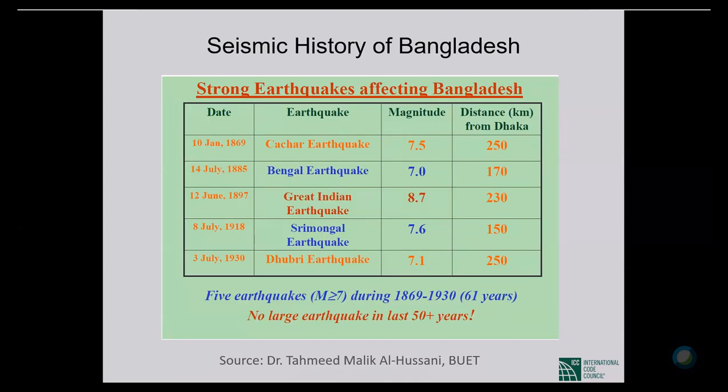Now, these are strong earthquakes affecting Bangladesh, magnitude larger than or equal to 7, over a 61-year period from 1869 to 1930. This magnitude is something I will explain in a little bit. So in 1869, Kachar earthquake, 1885 Bengal earthquake, you see the magnitudes here, 1897, Great Indian earthquake, 8.7 magnitude, which is extremely high. Sri Mongol earthquake, 1918, Dhubri earthquake, 1930.